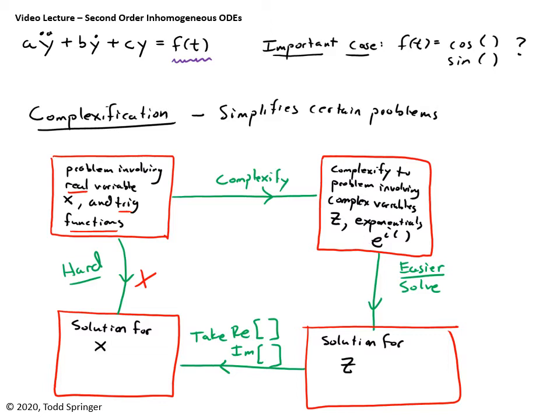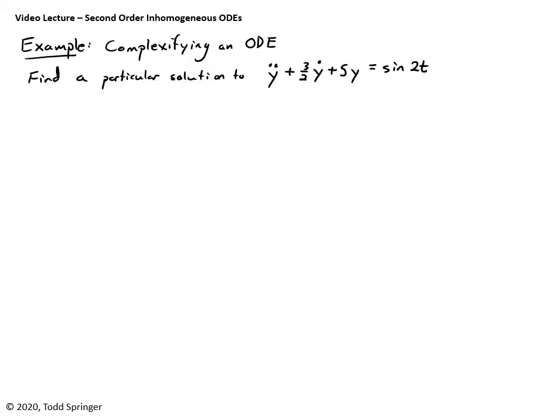So I want to go back to this kind of problem where I have an inhomogeneous ODE, which has a cosine or sine on the right-hand side. And we'll illustrate the same kind of technique of complexification as a way to make it simpler. So let's do this example of an ODE using complexification. I've got an inhomogeneous ODE here, and the right-hand side is sine of 2t. This is the case that's going to be of most interest to us.